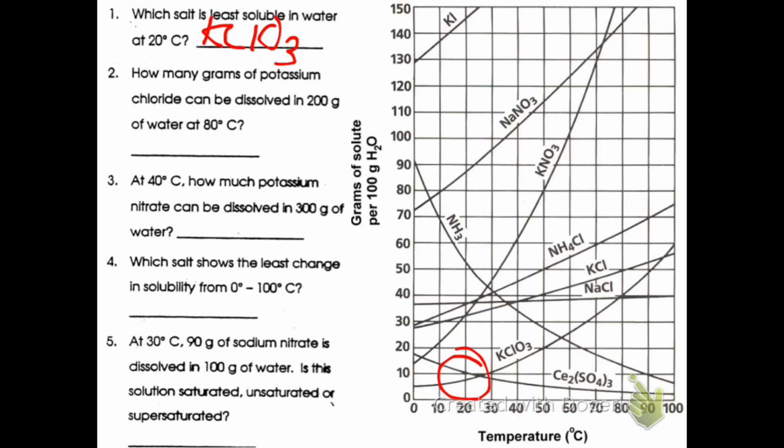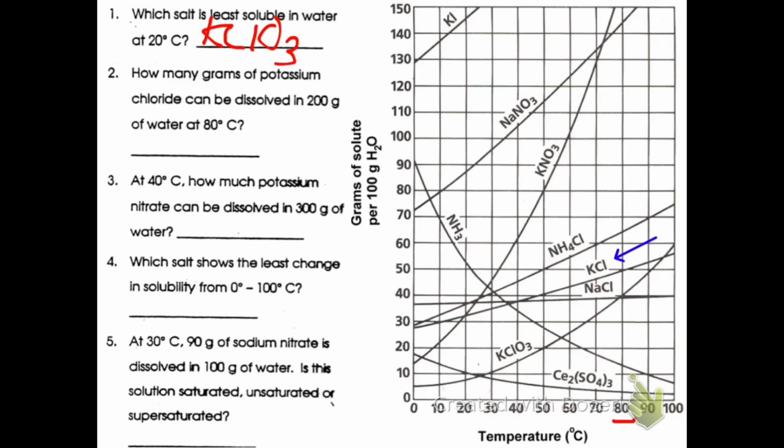Okay. Let's keep going. How many grams of potassium chloride, that's that guy right there, can be dissolved in 200 grams of water at 80 degrees Celsius? So we want to start with finding our temperature. Let's look at our temperature. The temperature is 80 degrees, and now we find where KCl intersects.